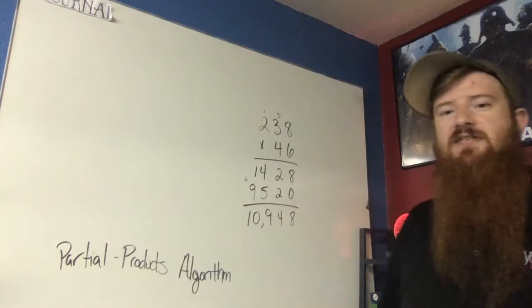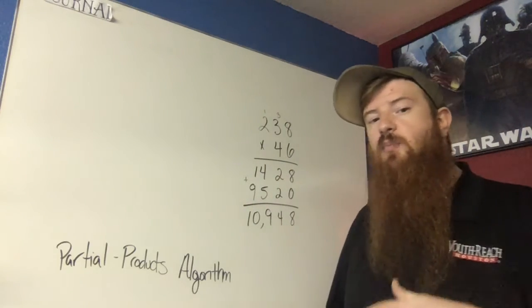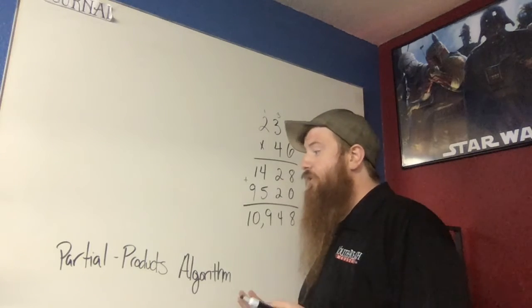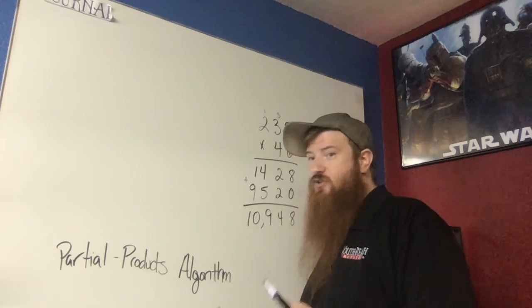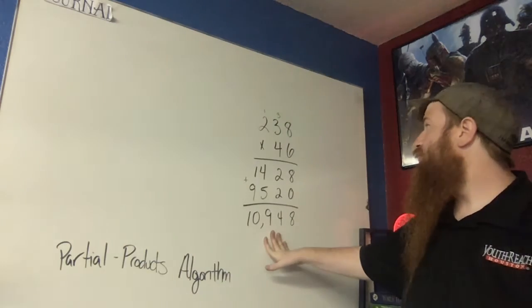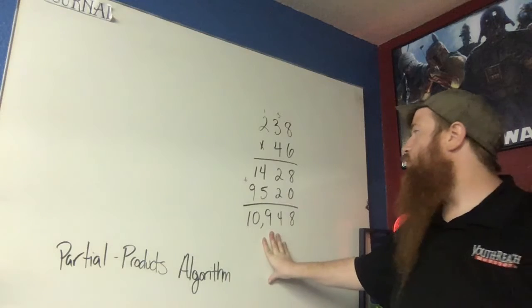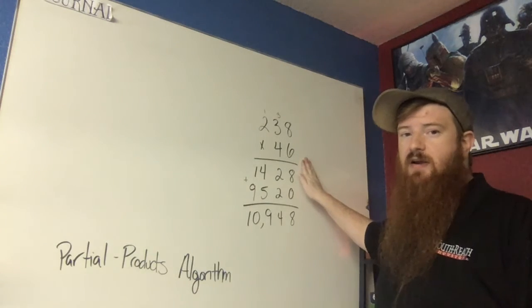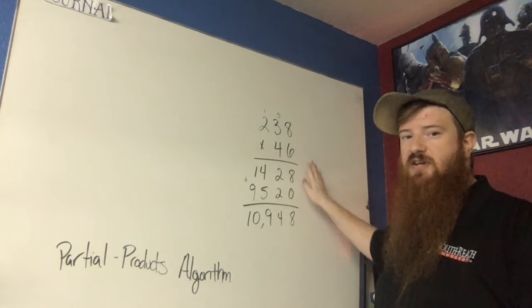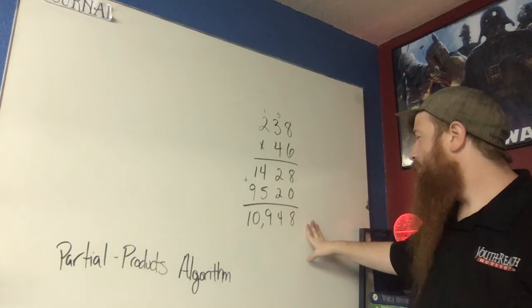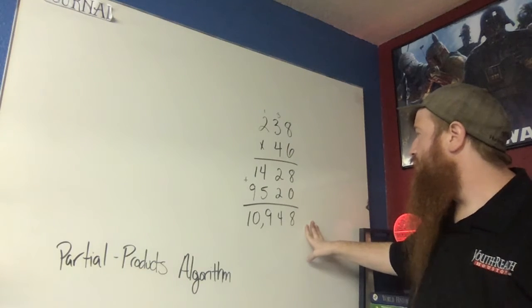All right, so lastly we have the partial products algorithm. The partial products algorithm is normally thought of as that traditional method that we see right here. I went ahead and took an example, made up numbers, 238 times 46, and then I just multiplied everything out, and then here's the addition and the total of the answer.